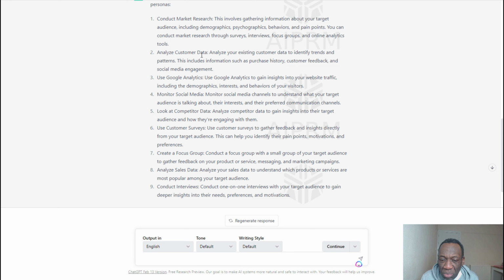A bit too broad. Analyze customer data. Analyze your existing customer data to identify, just in case you didn't have any. Use Google Analytics to gain insights. That is a well-known one. Like I said to you before, some of these ideas already exist in the public space, and you can just use them over again. Now, monitor social media channels to understand what your target audience is talking about, their interests, and their preferred communication channels. It's a very good one, and that means that you get some ideas. So you have a creative focus group, use customer surveys, analyze sales data, conduct interviews.